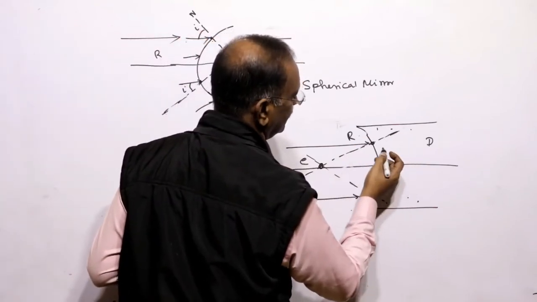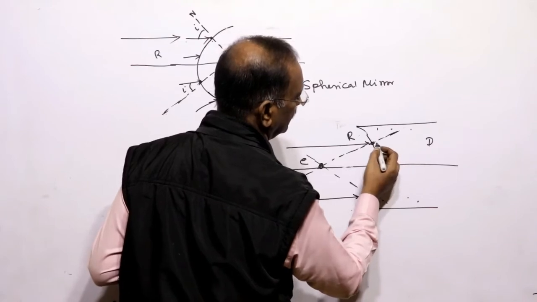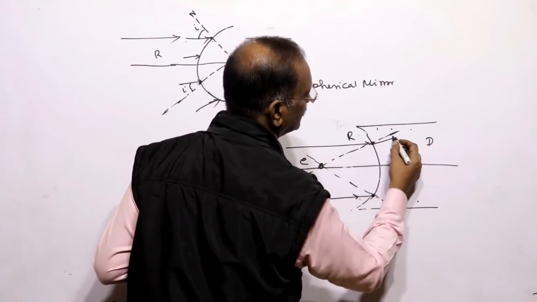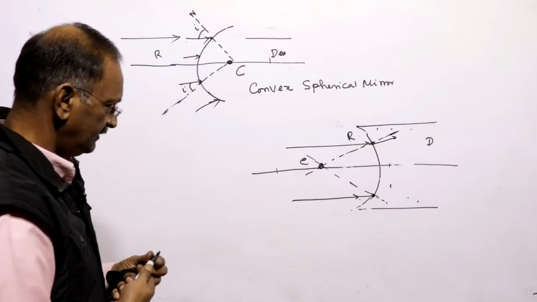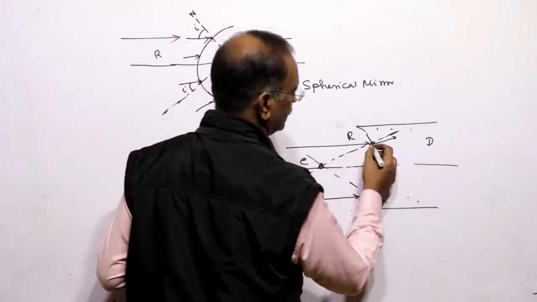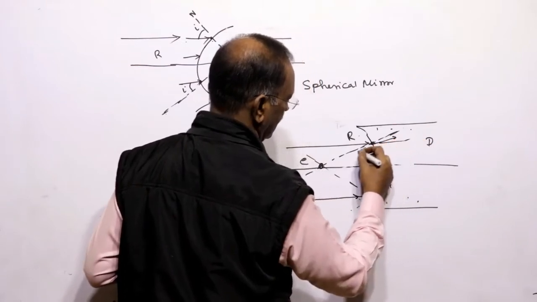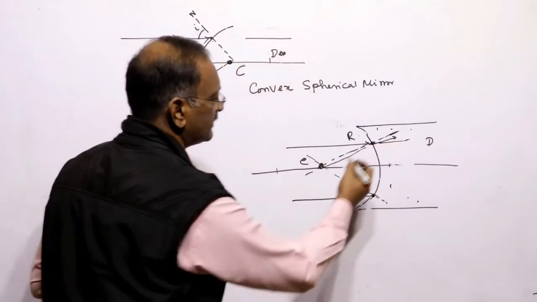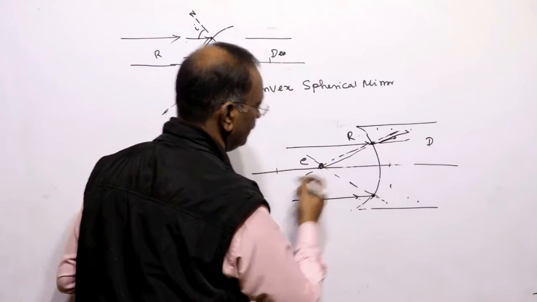From rarer to denser medium, if the ray is going, it will bend. Instead of going straight, it bends towards the normal. Rarer to denser means towards the normal. So the ray is supposed to go like this. When you extend it back from where it is refracted, it will meet here.